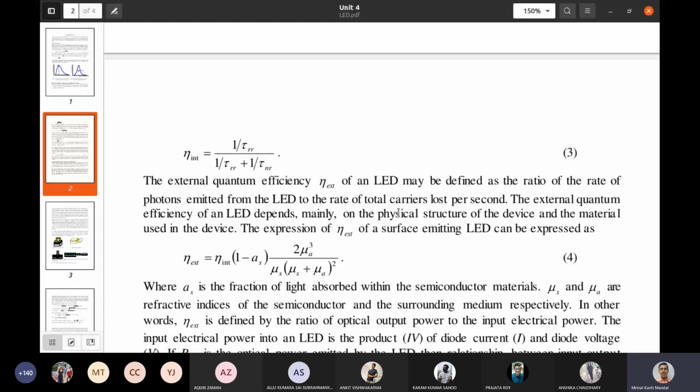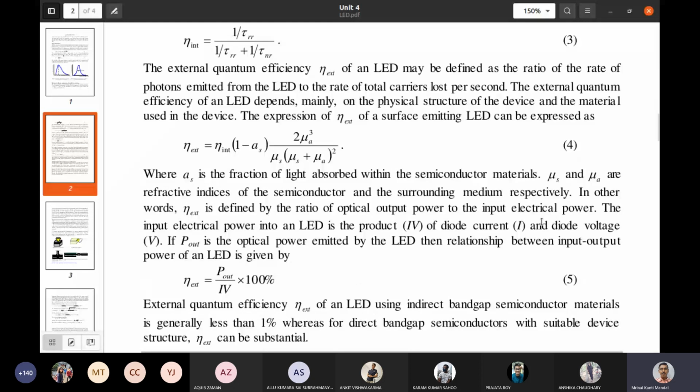So external quantum efficiency can be treated like this: eta internal multiplied by 1 minus as into twice mu a cube divided by mu s into mu s plus mu a. In other words, we can say the external quantum efficiency is equal to the output power divided by input power. External quantum efficiency can be calculated in terms of output power divided by input power.